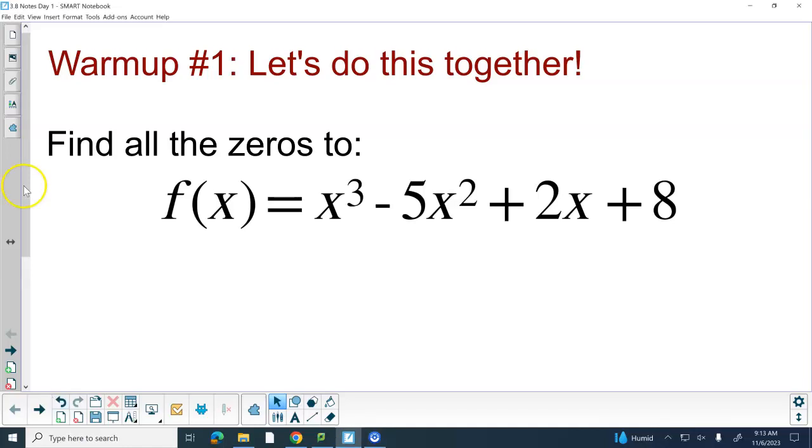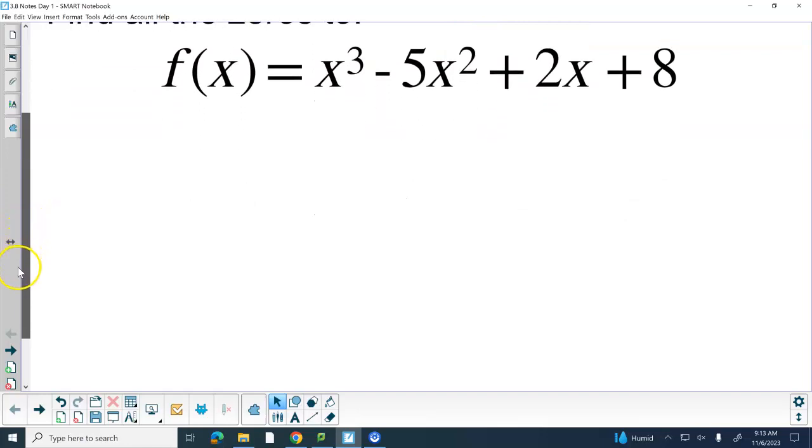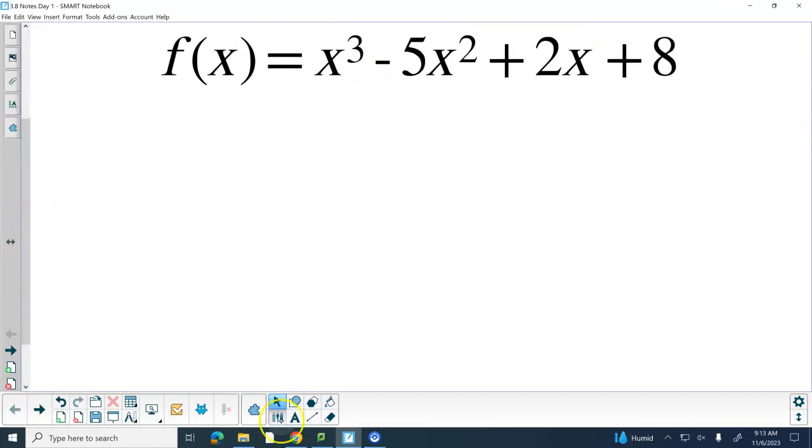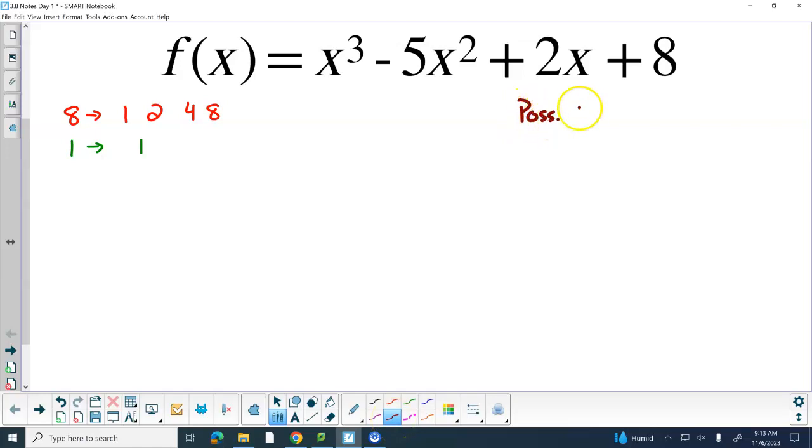So to start for this one, what should we do first? Find all possible zeros. That means I need to find the factors of 8: 1, 2, 4, and 8. Everybody agree? Any other ones? Nope. Then I need to find the factors of 1. Just 1, right? So my list of possible zeros is plus or minus 1, plus or minus 2, plus or minus 4, plus or minus 8.